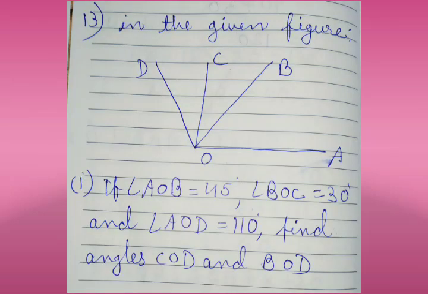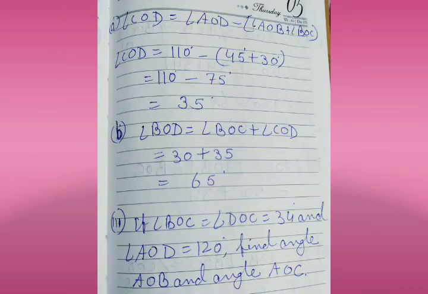Next, question number 13. So subpart 1. If angle AOB is 45 degree, BOC is 30 degree, AOD is 110, find COD and BOD. So COD will be equal to what? AOD minus AOB plus BOC, and the AOD is 110. AOB and BOC is what? 45 plus 30 degree. So 110 minus 75 degree equal to 35 degree.